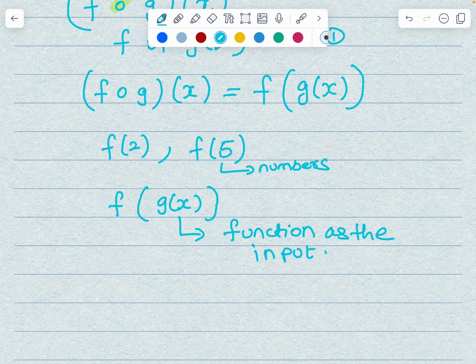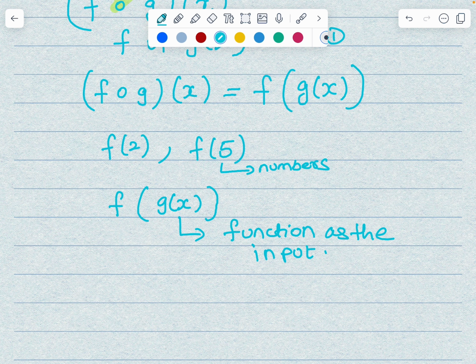And the domain is very important here, right? So what is the domain of f of g? It is the set of all x in the domain of g such that g of x is in the domain of f. So what does that mean? It means that you have to consider both of the domains, right, of f of x and g of x.